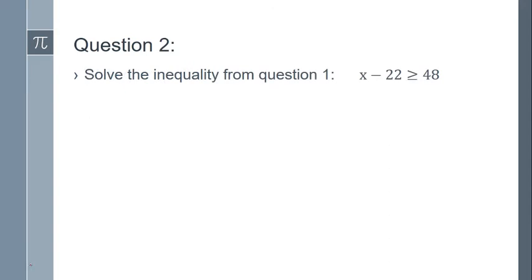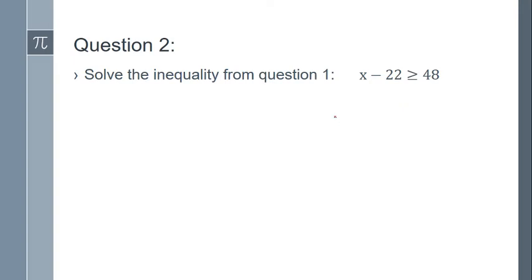All right, so question 2 simply asks you to take the inequality that you wrote from question 1 and now solve it. So this is the easy part. It's just like solving an equation, except now we have a greater than or equal to sign. And you have to remember that when we multiply or divide an inequality by a negative, then we have to flip the direction of the inequality symbol.